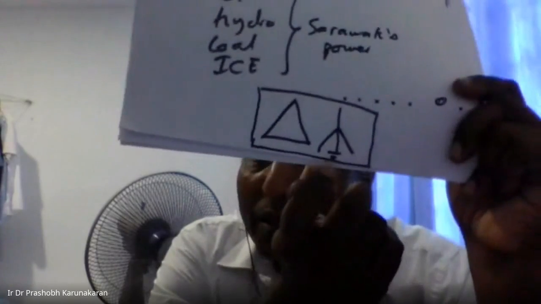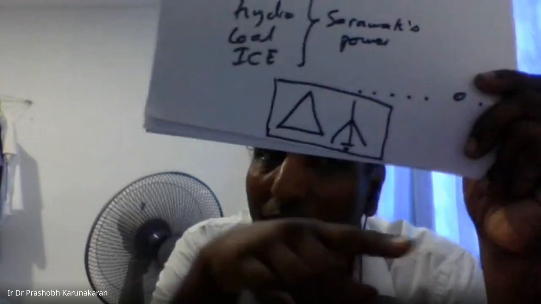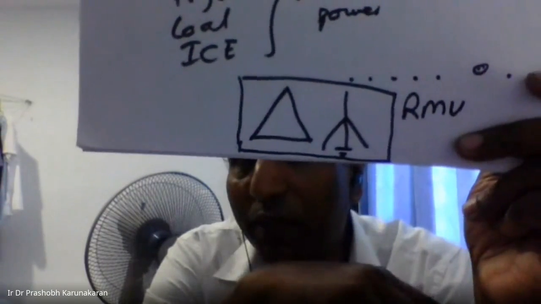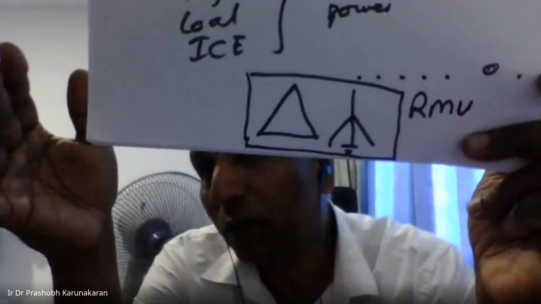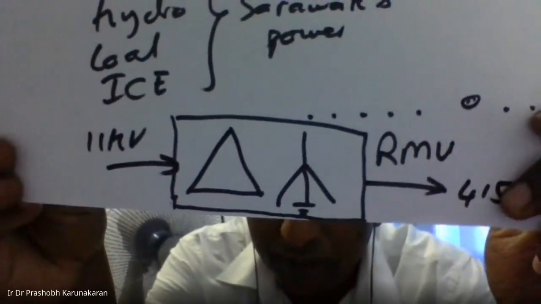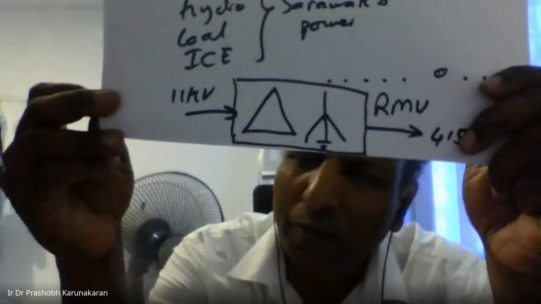So why is this important? This can be found in your housing estate. Every housing estate has one, they call it RMU. The RMU is basically the transformer plus the switchgear to switch on and off the 11 kV, and the low voltage 415. So this transformer is 11 kV in and 415 out. You might be wondering why 415, my house is not 415.